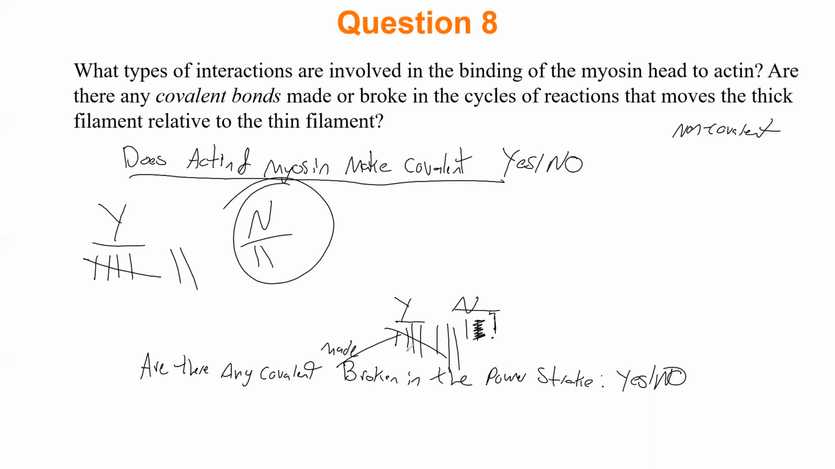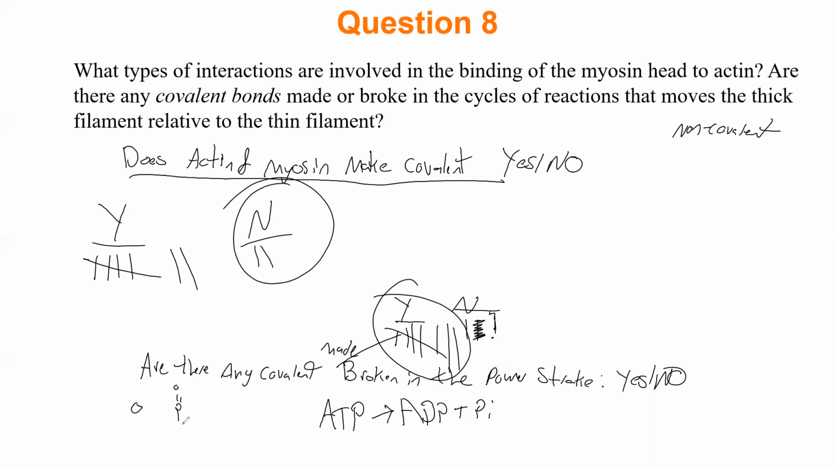So the correct one here is yes. Actin and myosin don't make covalent bonds with each other. However, in the power stroke, we are breaking a covalent bond. The ATP is going to ADP and phosphate, right?